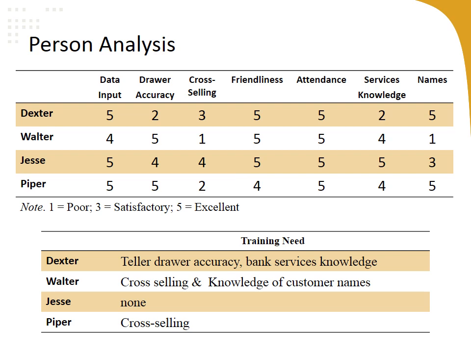Then we look at Piper. Piper's doing pretty well, but cross-selling seems to be a weakness, so you could target training for cross-selling to Piper. And then you could see that both Walter and Piper need cross-selling training. So you could train those 2 employees together to save time and to help them help each other.